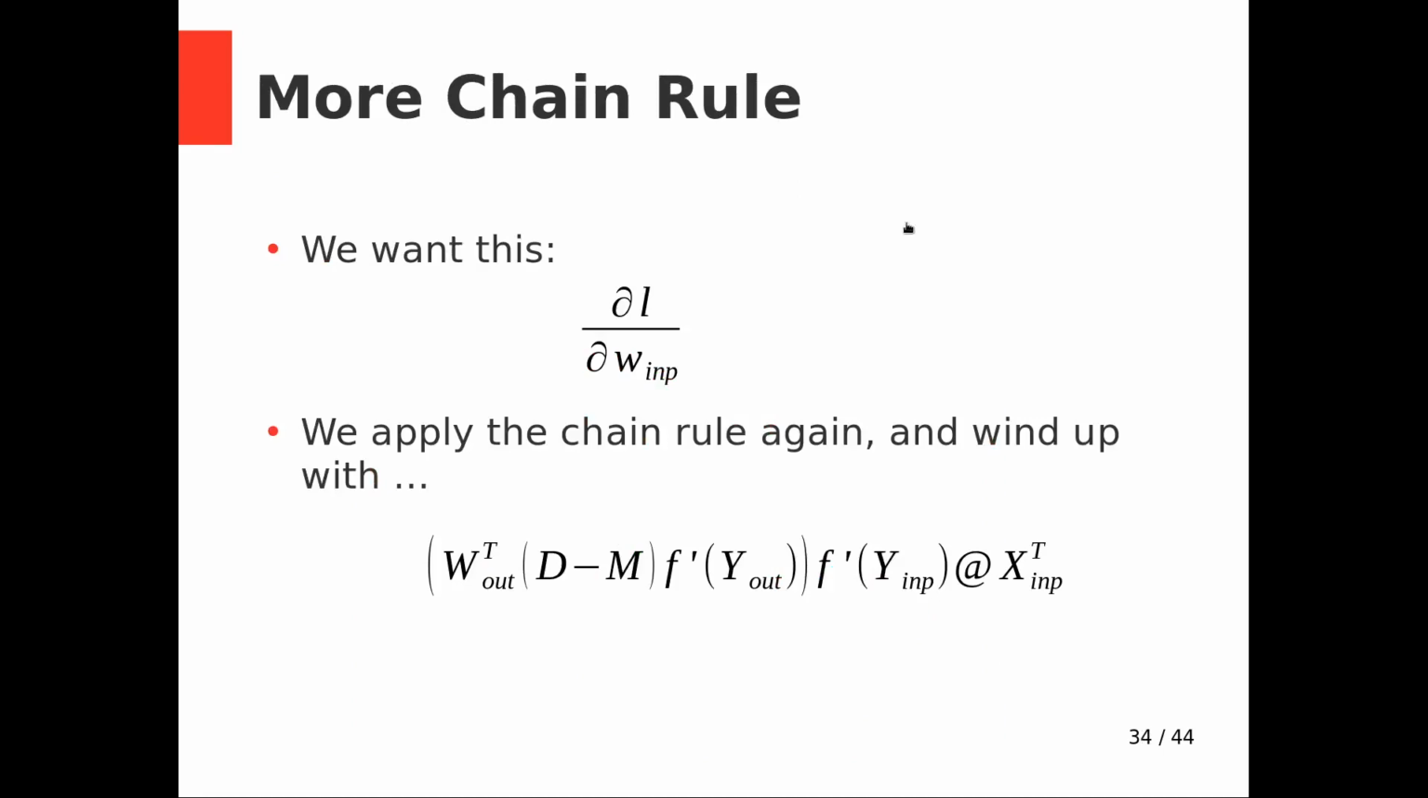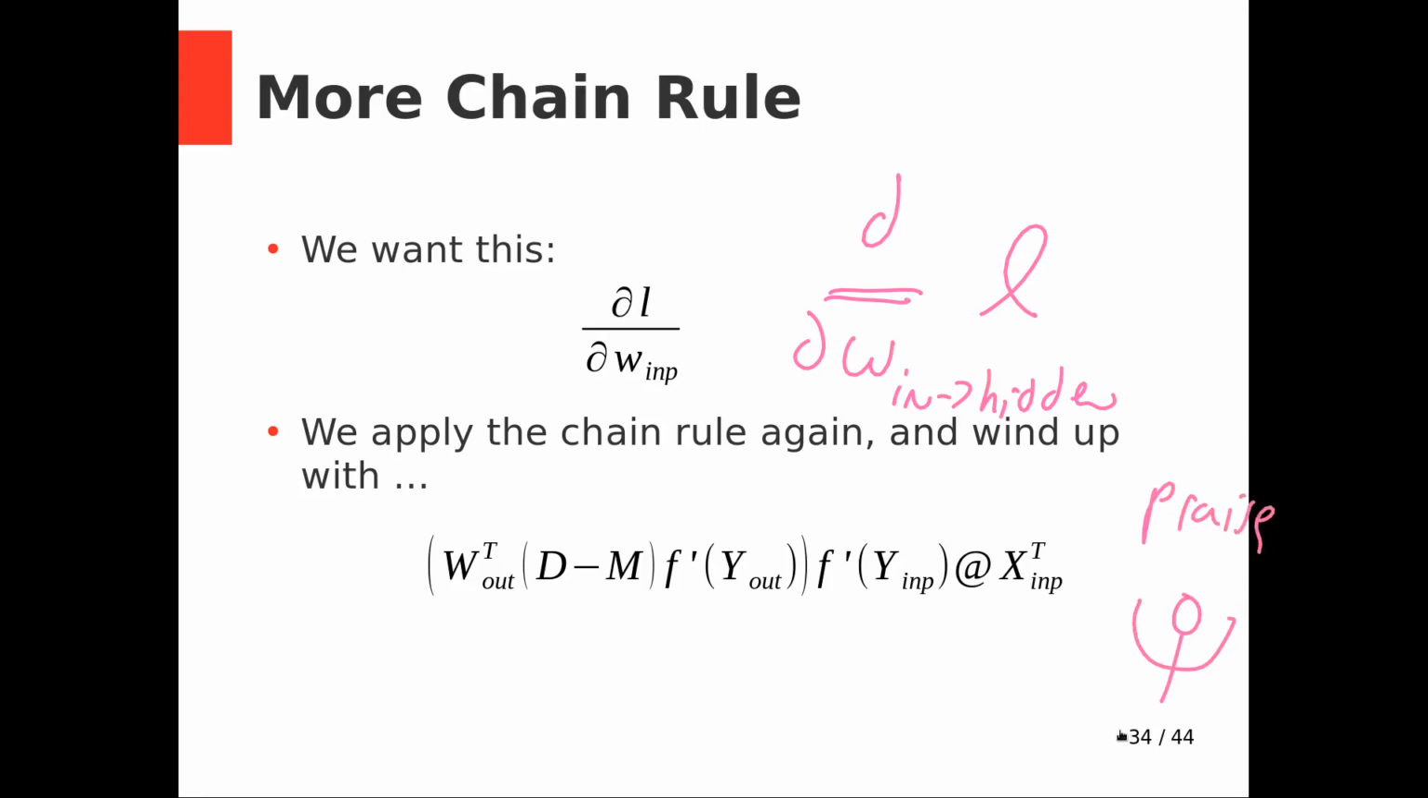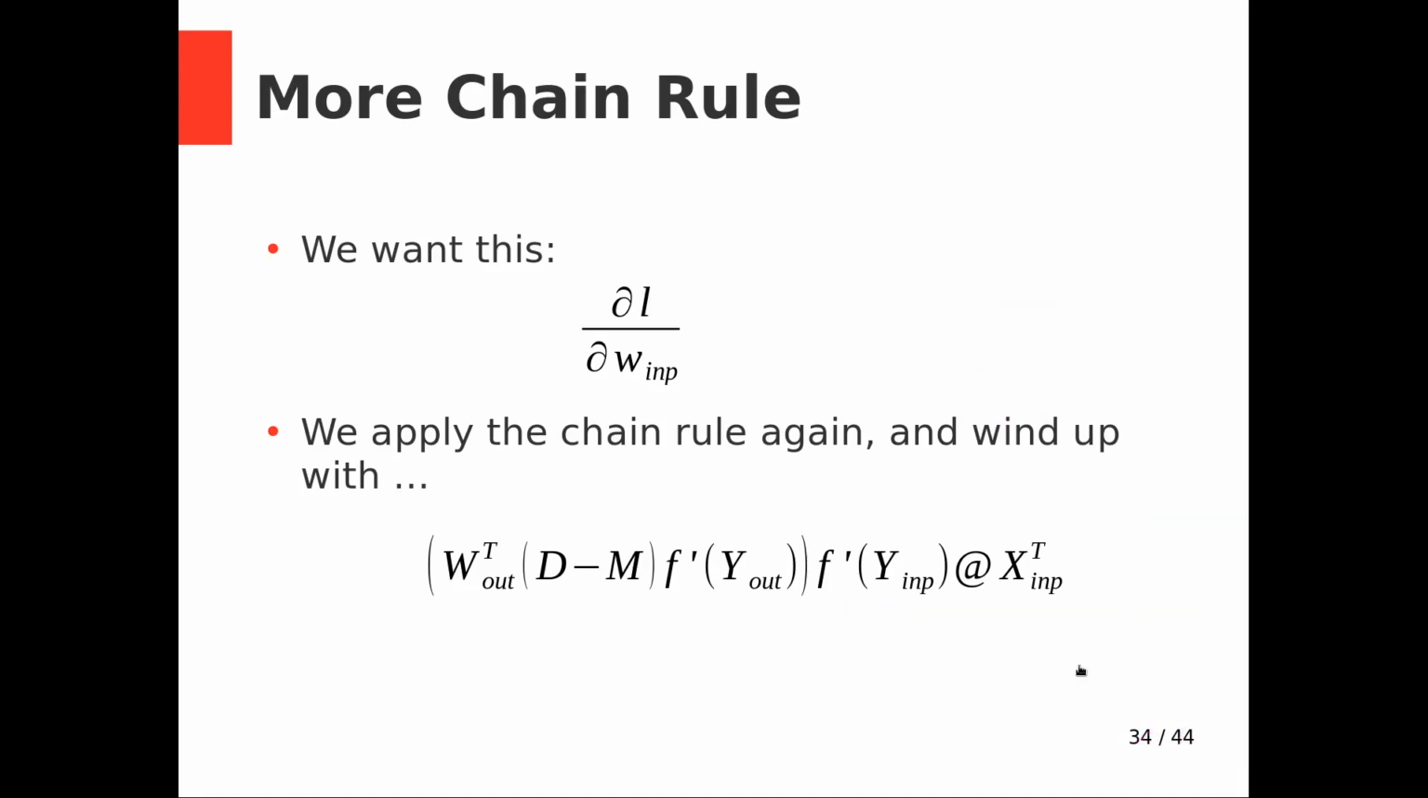So again, what we actually want is the derivative of the loss with respect to a weight in the input to hidden layer. And again, I should have had the little Farnsworth picture down here, because we are going to, once again, deploy the multivariable chain rule, and we wind up with this rather intimidating thing. Okay? But there's a trick, fortunately.